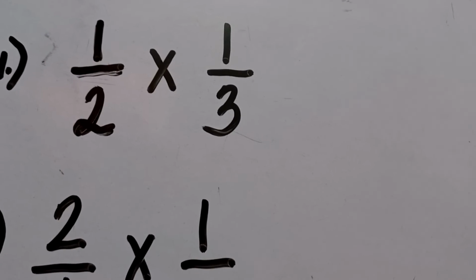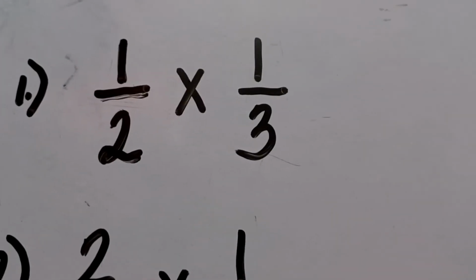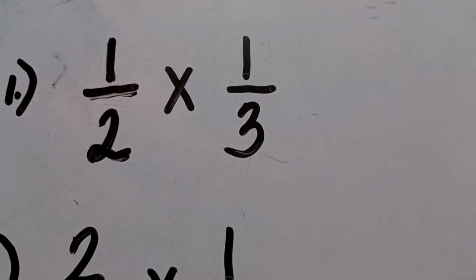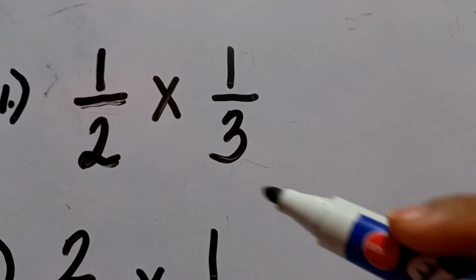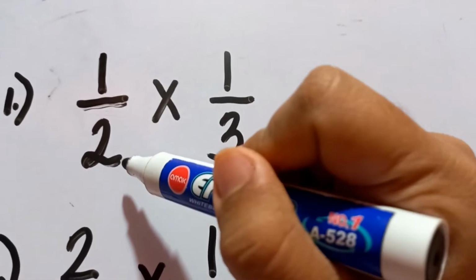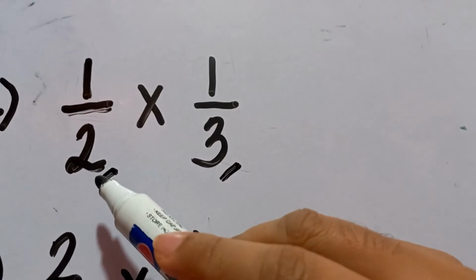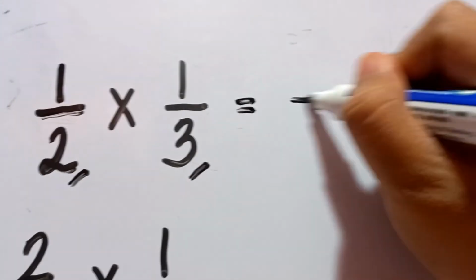For item number 1, we have 1/2 times 1/3. So how are we going to find the product of this fraction? First, we're just going to multiply the denominators. So what are the denominators of this fraction? We have 2 and 3. If we're going to multiply 2 and 3, we can get a product of 6.